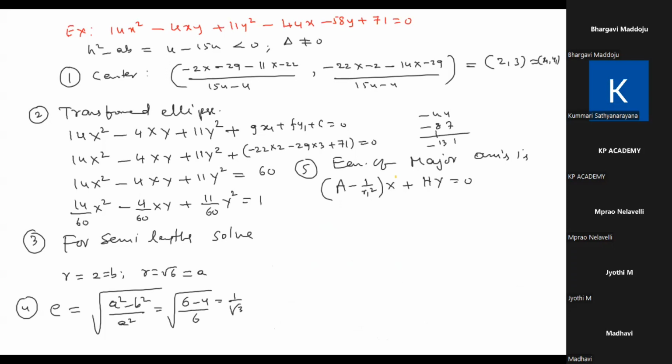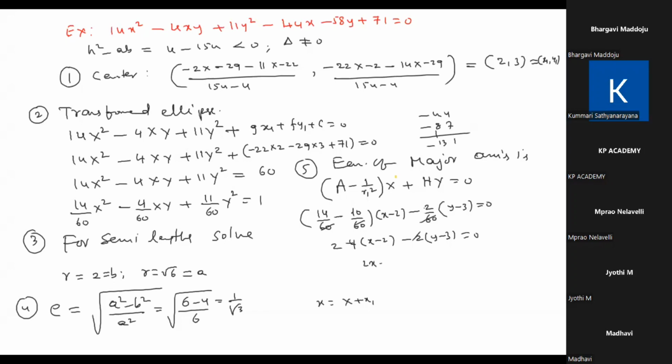So here A is what? 14 by 60. Now you take the bigger value, that is 10 by 60, because a is root 6. How did we get these factors? 1 by r square minus 10 by 60. So for the major axis, you write the bigger value, that is 10 by 60. Capital X is small x minus x1, x1 is 2, so small x minus 2. And h is how much? Minus 2 by 60, into small y minus 3, equals 0. 60 removed, 14 minus 10 is 4. So 4 into (x minus 2) minus 2 into (y minus 3) equals 0. The 2s are cancelled.